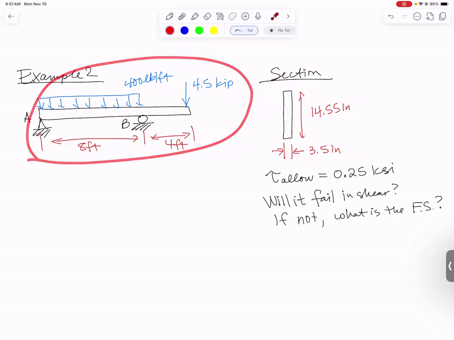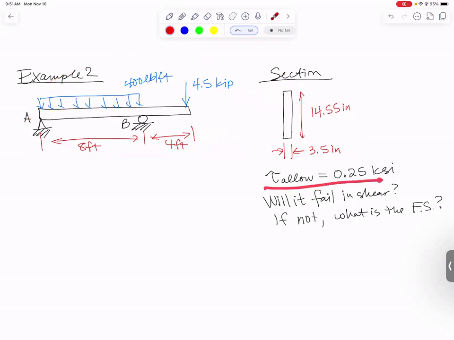We have a beam with loads on it. We are given an allowable shear stress of 0.25 KSI, and then we're just asked if it will fail in shear, and if not, what is the factor of safety? Very similar process to the last problem. We want to start with a free body diagram. We will need to solve for the reaction forces. Then we will draw a shear force diagram. We'll sketch the bending moment diagram for fun. It's not really needed to solve the problem.